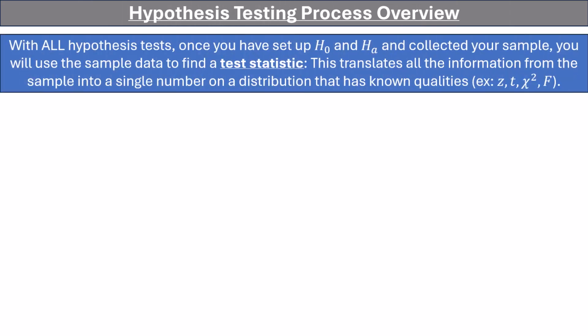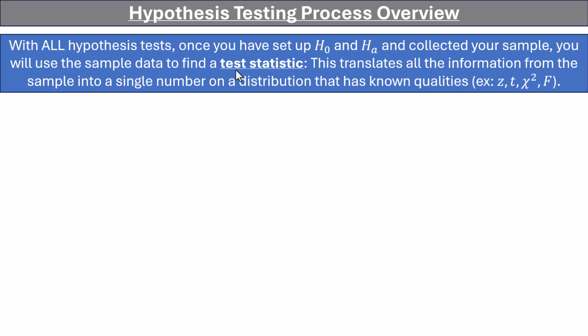With all hypothesis tests, one of the first things you're going to want to do is set up your null and alternative hypotheses, and then you would collect a sample, which would just be given in a problem that you're doing in this class. And then you'll always want to use that sample data to find something that is called a test statistic.